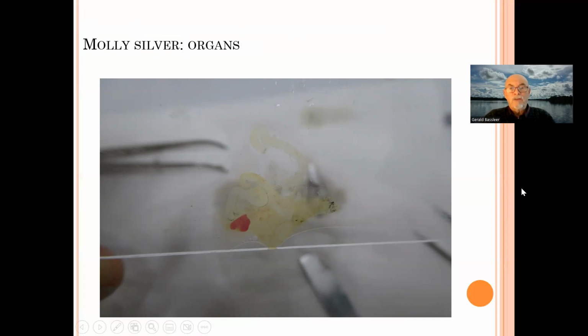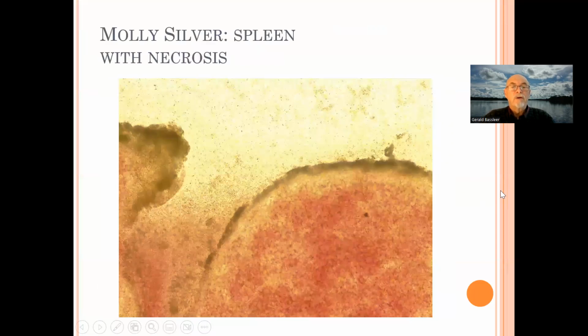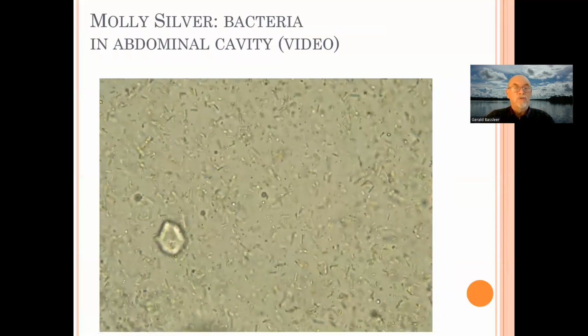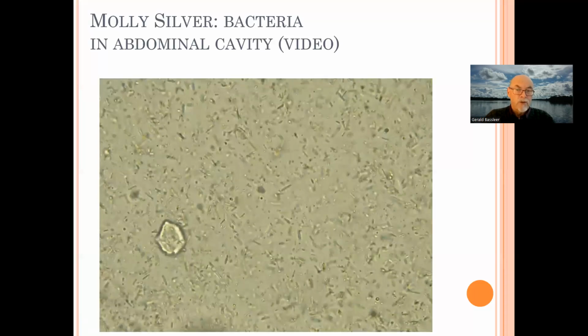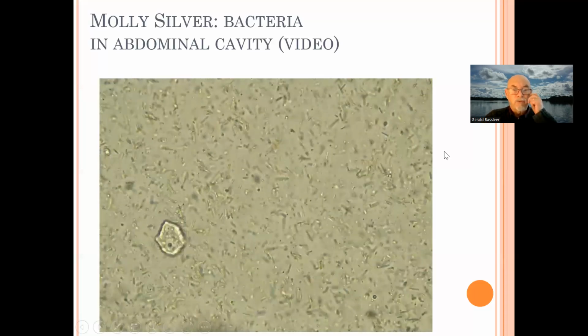Then we are going to examine the organs internally. We found that the liver was in bad condition. See the darkening areas in the liver. You see the necrotic parts here at the spleen. See the necrosis coming up. And why is it necrosis? Because we found a lot of bacteria here, that's what the video shows. So we had external bacteria, we had internal bacteria, we had bacteria in the gills. So the fish was full of bacteria.